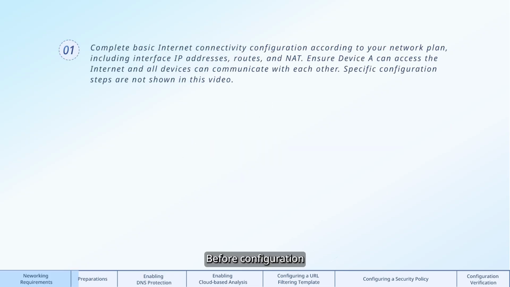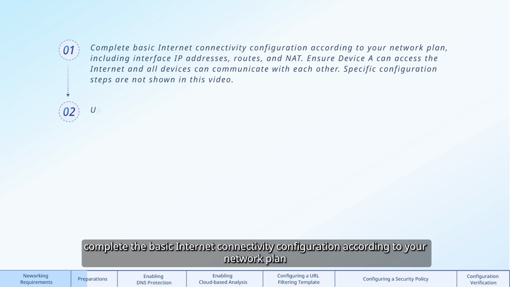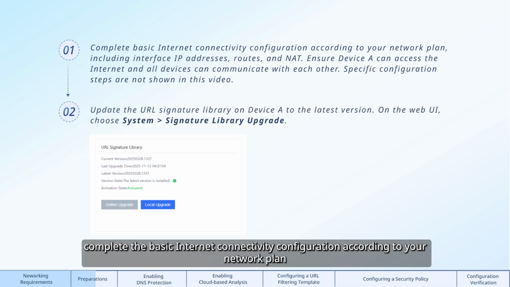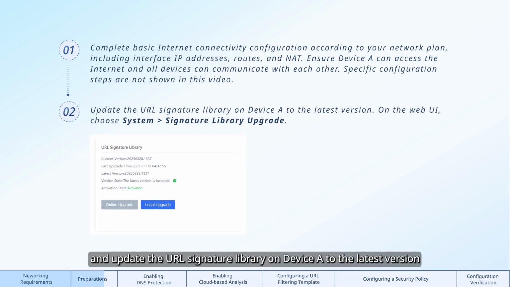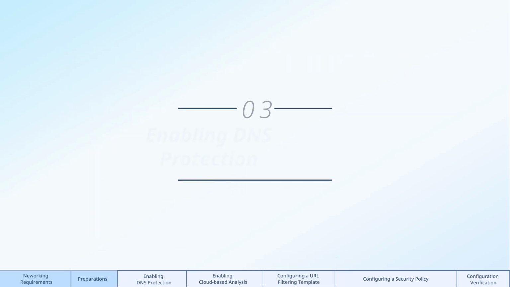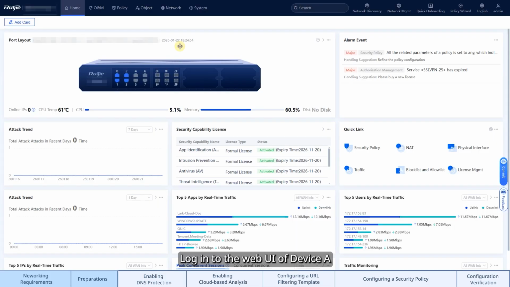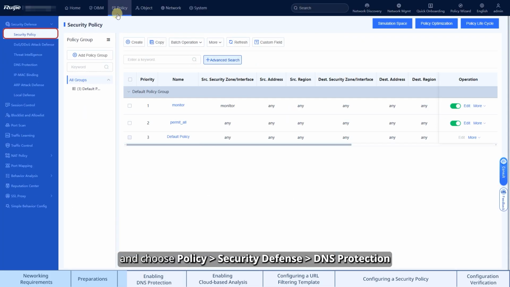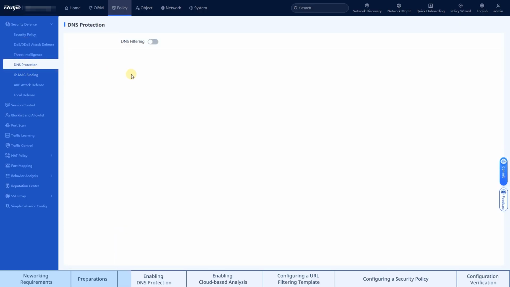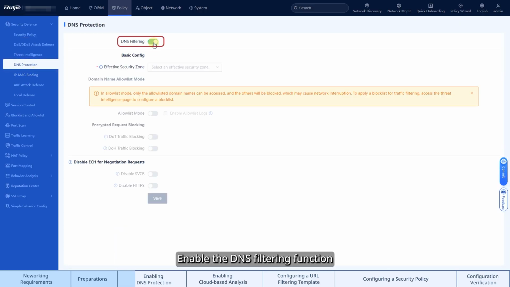Before configuration, complete the basic internet connectivity configuration according to your network plan, and update the URL signature library on device A to the latest version. Log into the web UI of device A, and choose Policy, then Security Defense, then DNS Protection. Enable the DNS filtering function.